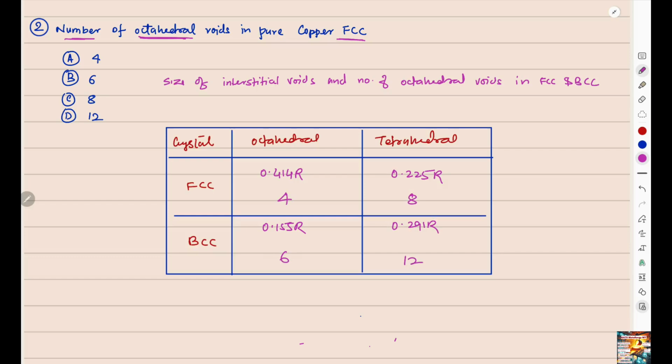So now we have drawn the table, and from the table we can see that these four values are the size of the octahedral and tetrahedral voids for FCC and BCC crystal given with respect to radius. And just below all this we can see the numbers, that is 4, 8, 6 and 12. These are the octahedral voids and tetrahedral voids respectively for FCC and BCC. So for our case, they have asked about octahedral voids for FCC. So FCC and octahedral voids, so 4 is the correct answer. Now we will move to the next question.